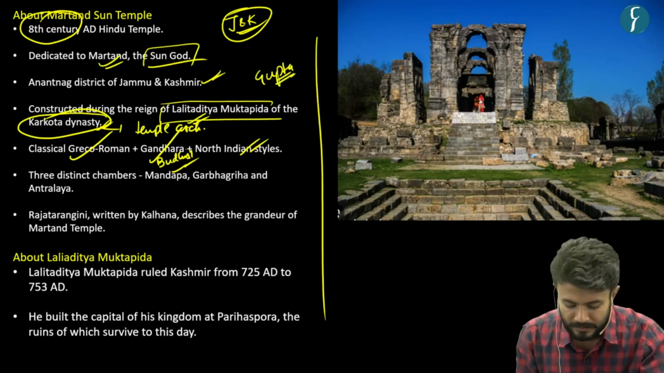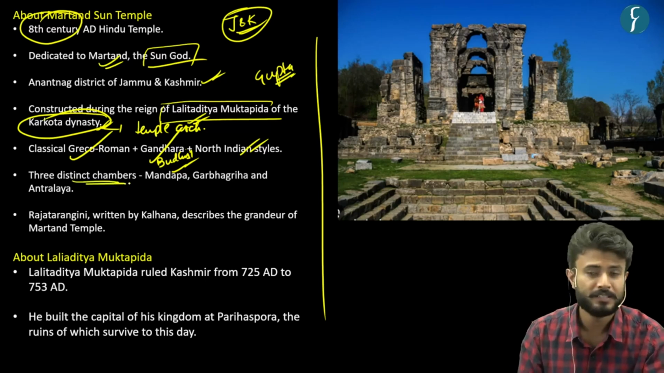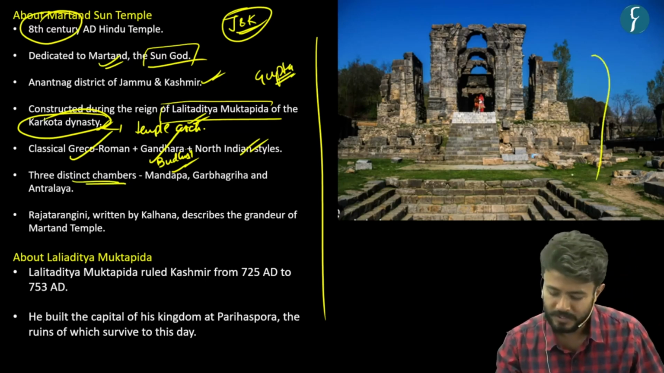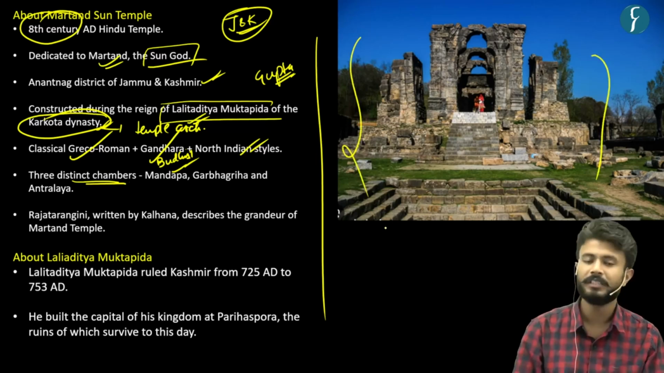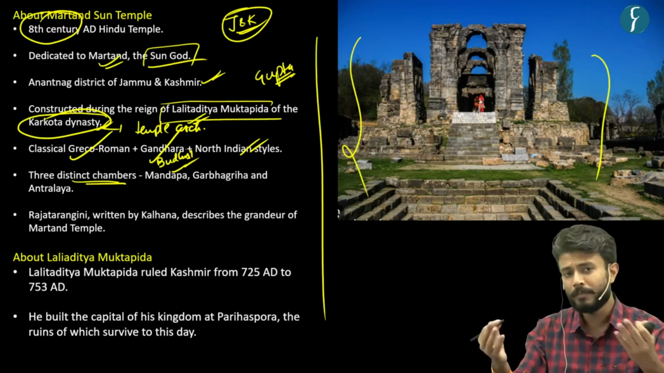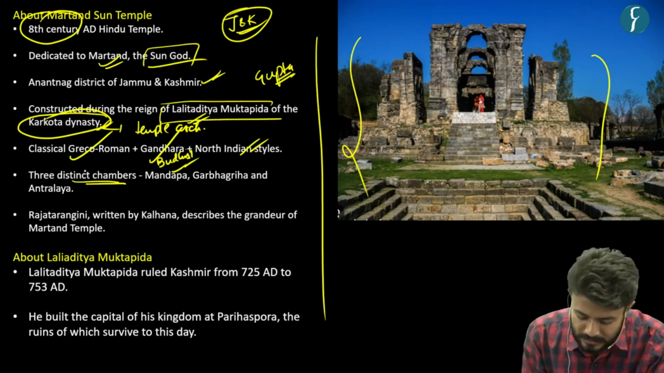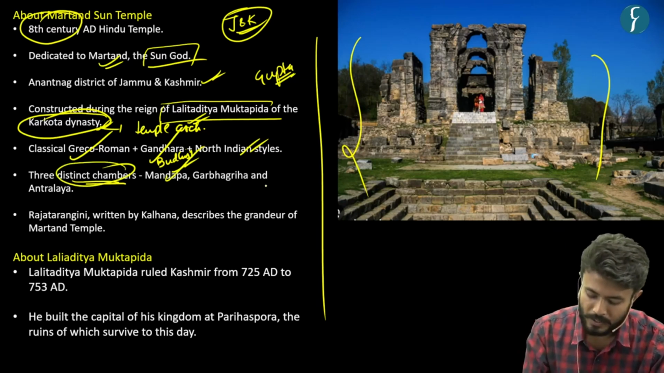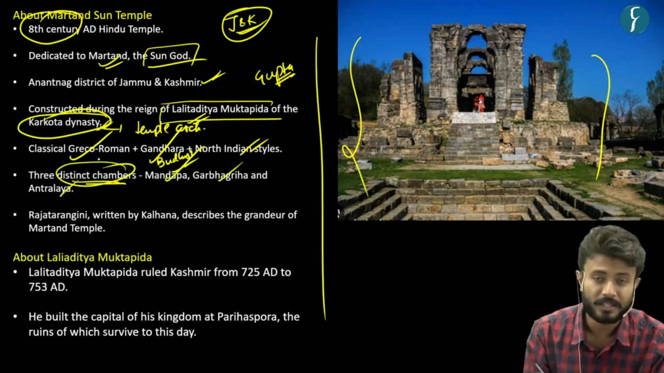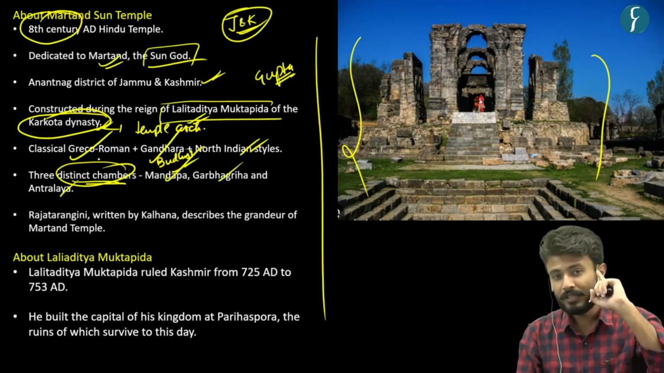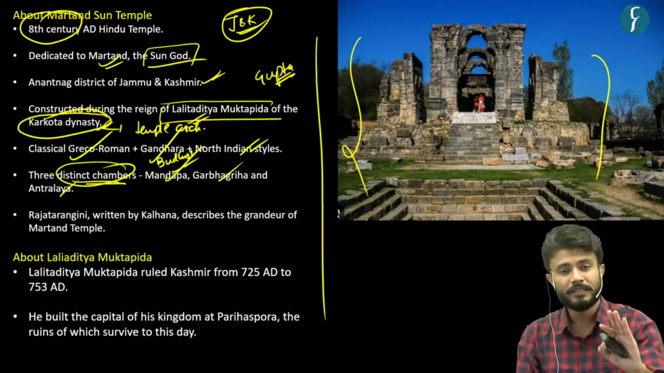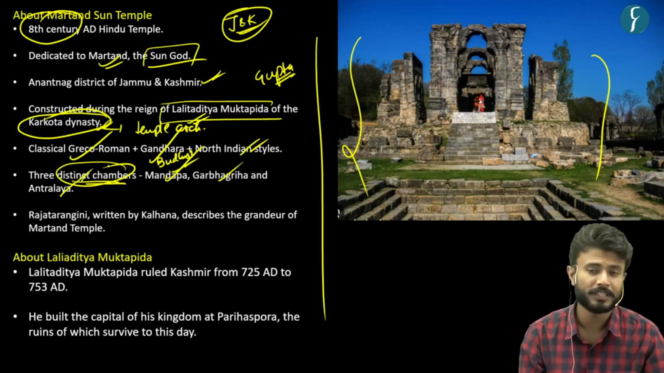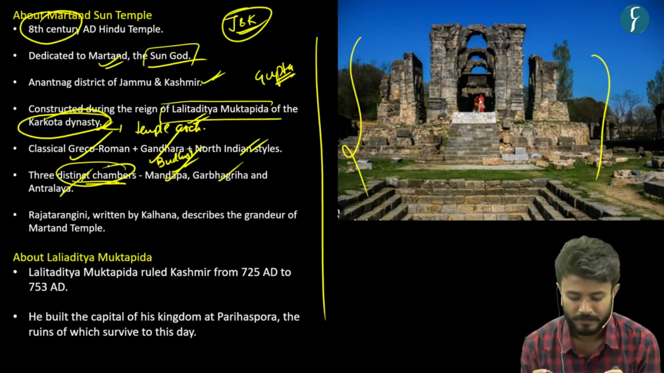Three distinct chambers are there in this temple. Now, if you are seeing this picture, you might notice that this temple is not that well maintained. But there are three distinct chambers: Mandap, Garbhagriha, and Antralaya. And this is one of the rare temples in that region to have three chambers. Otherwise, most of the temples have two chambers.